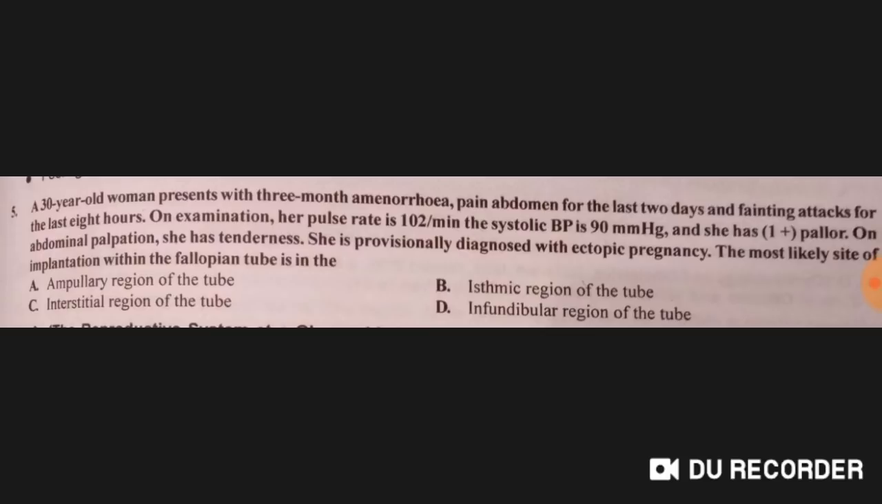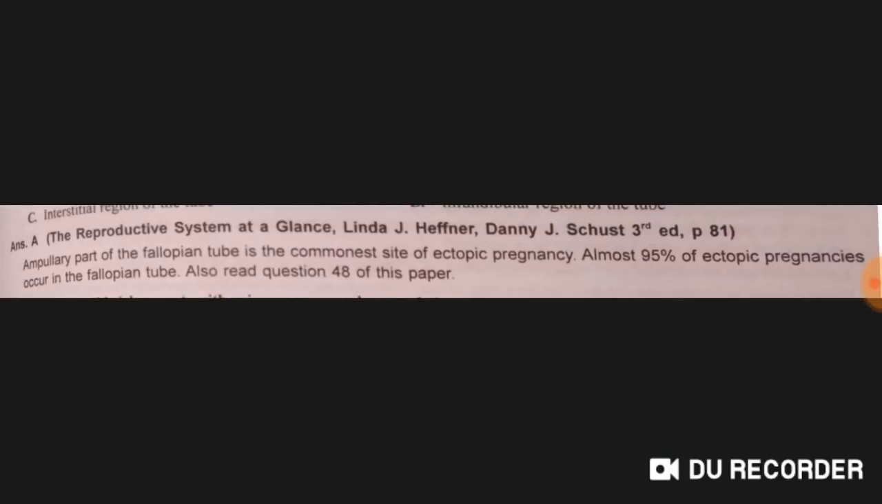Now, a 30-year-old woman presents with 3 months amenorrhea, pain abdomen for the last 2 days and fainting attacks for the last 8 hours. On examination, her pulse rate is 102 beats per minute, the systolic blood pressure is 90 and she has 1 plus pallor. On abdominal palpation, she has tenderness. She is previously diagnosed with ectopic pregnancy. The most likely site of implantation within the fallopian tube is the ampullary region of the tube. So A option is right.